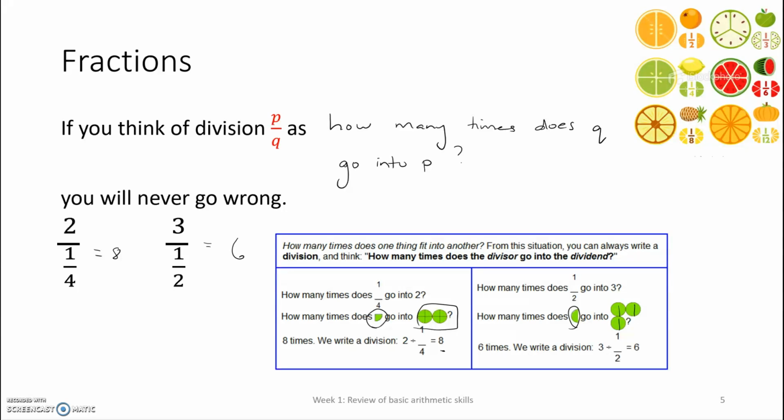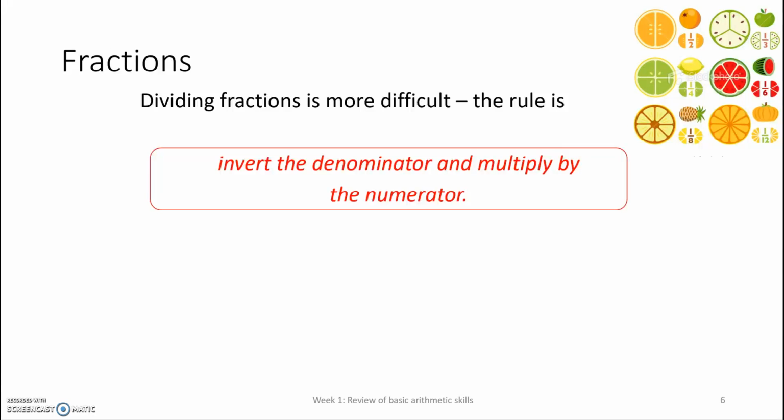We can't always draw a picture, so what we need is a rule, and the rule says we invert the denominator and multiply by the numerator. Sorry, my words mixed up. So 2/3 divided by 5/7 is going to be 2 over 3 times 7 over 5.